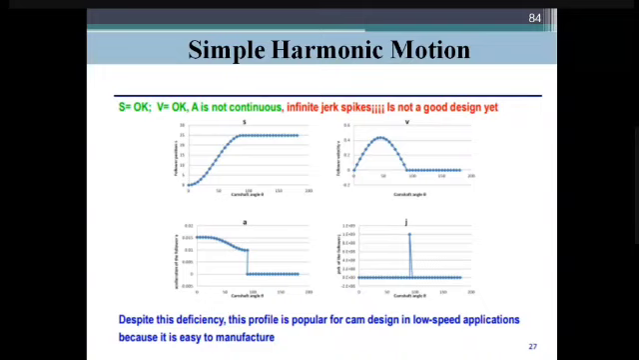Look at the diagram. There is uniformity in our displacement and velocity, but look at the jerk. The jerk suddenly jumps up and comes down. This type of jerk is not allowable, so it is not under the limit. Despite the deficiency, the profile is popular for cam design in low speed applications because it's easy to manufacture.